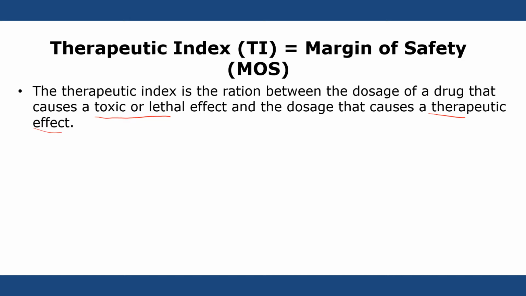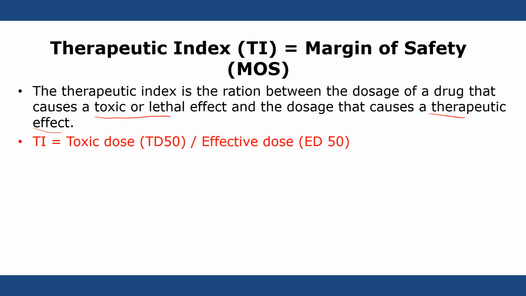You know how some drugs have a very narrow therapeutic range. There's a fine line between causing a therapeutic effect and causing a severe adverse reaction or a lethal effect. So what is the ratio? The difference would be the margin of safety. Toxic dose is TD and effective dose is ED. And when we divide the toxic dose by the effective dose, we will get TI, which is the therapeutic index.